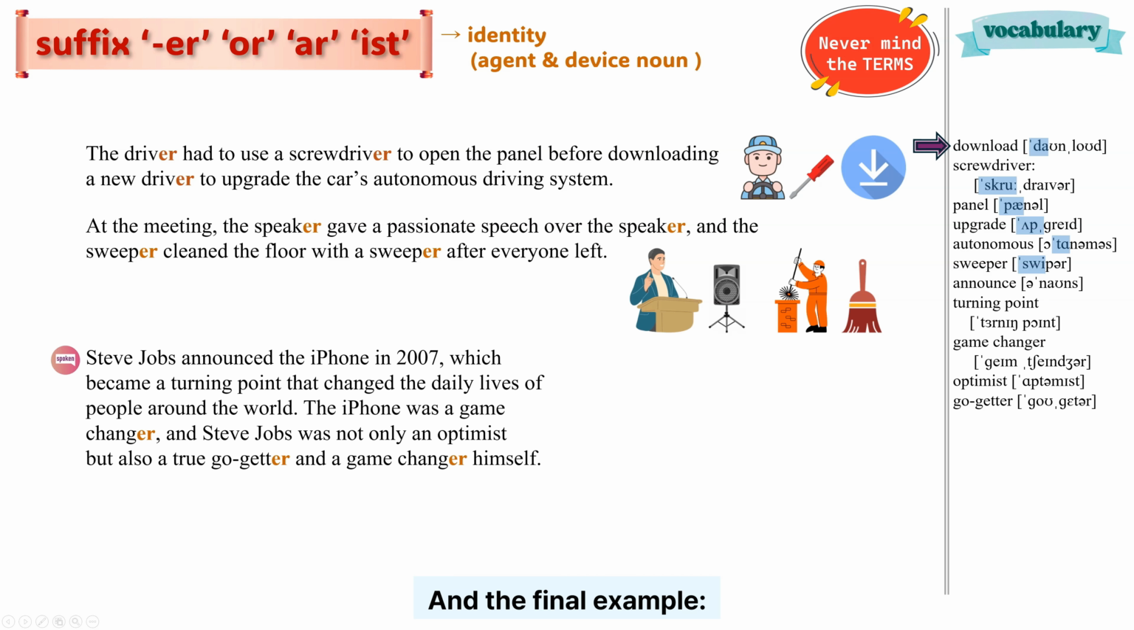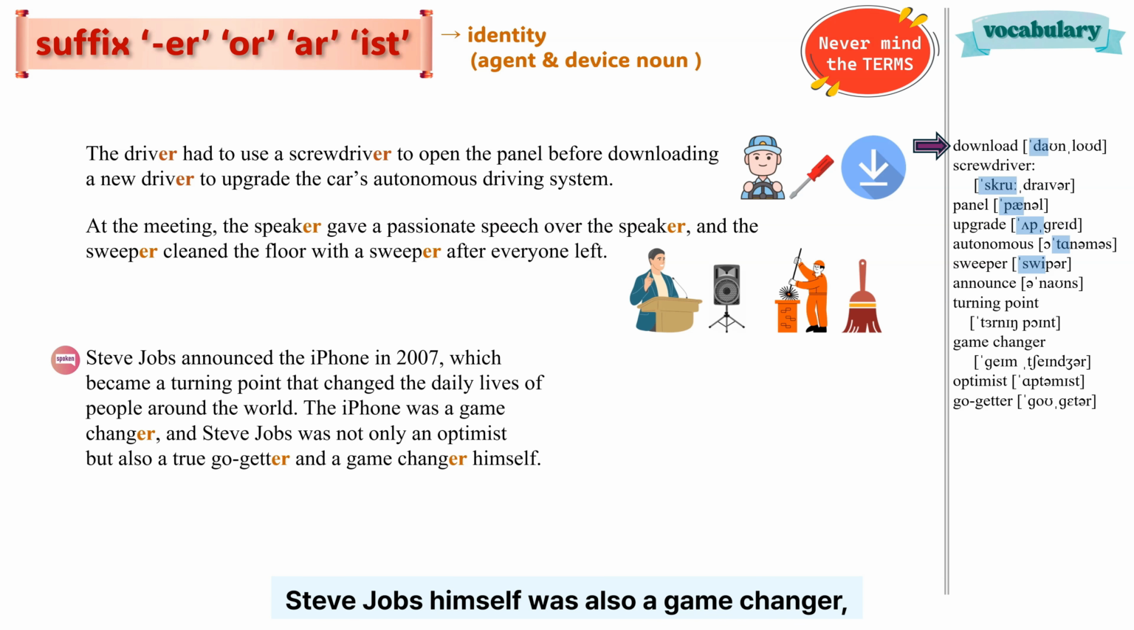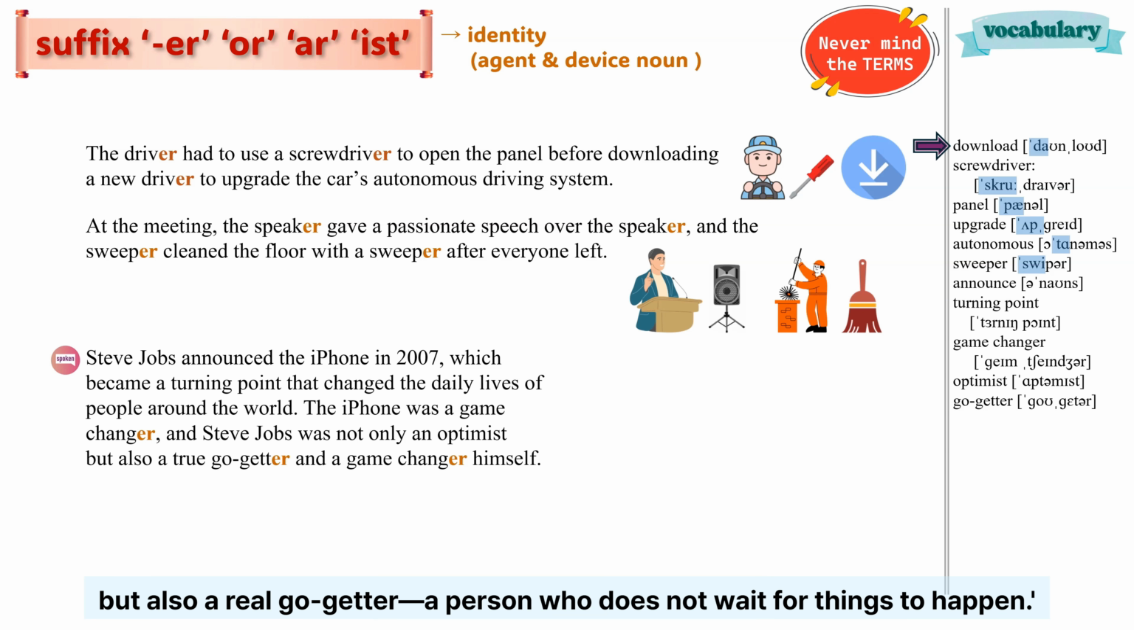And the final example. Steve Jobs introduced the iPhone in 2007. It was a turning point that changed daily life for people around the world. The iPhone was a real game changer. It changed the world markedly. Steve Jobs himself was also a game changer, not only an optimistic person but also a real go-getter, a person who does not wait for things to happen.